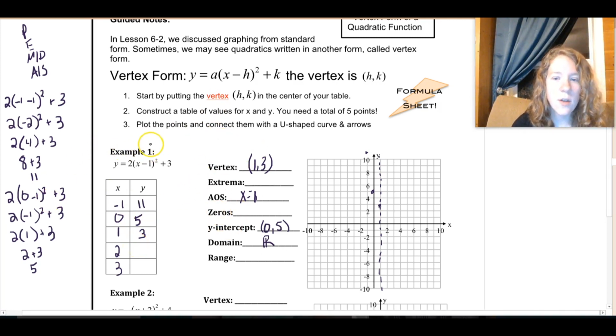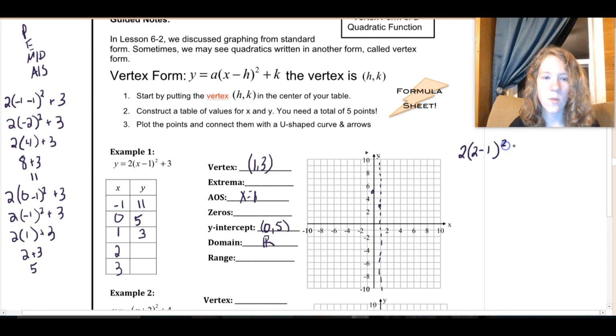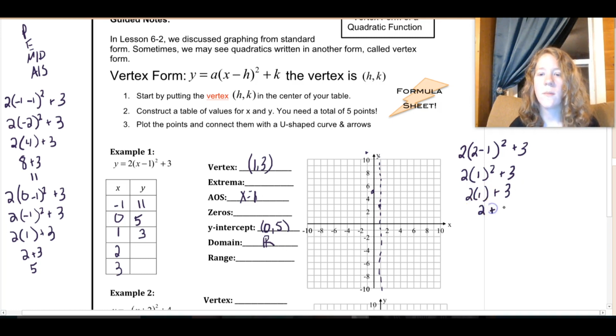All right, so now I'm going to plug in 2. I'm going to say 2 times (2 minus 1) squared plus 3. You may want to have some scratch paper for this because it admittedly does take quite a bit of paper. So 2 minus 1 is 1, squared is 1, so I get 2 plus 3. Now, I want to point something out here. I am getting 5, the same thing I got when I plugged in 0.